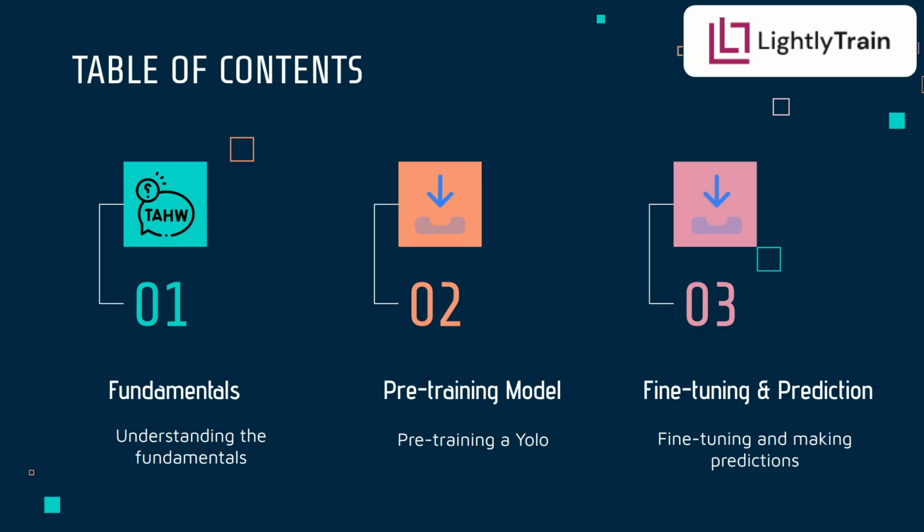So in this video, we're going to be covering a couple of things. We're going to be looking at the fundamentals of computer vision, and then, based on those fundamentals, we're going to build a pre-training model, and then do a fine-tuning on that pre-trained model, and then finally I'm going to show you how to do predictions using this fine-tuned model, all using LightlyTrain, and it's very simple to do. Few lines of Python code. So let's get started with it.